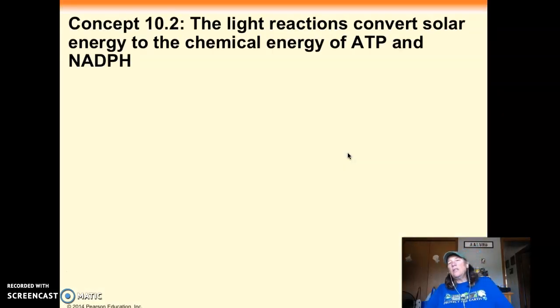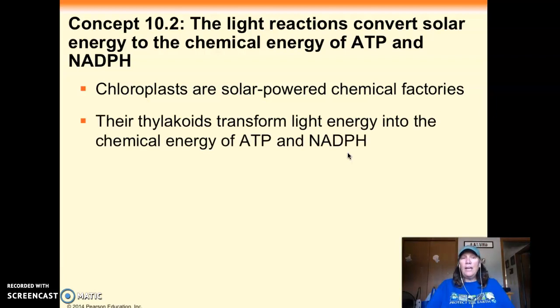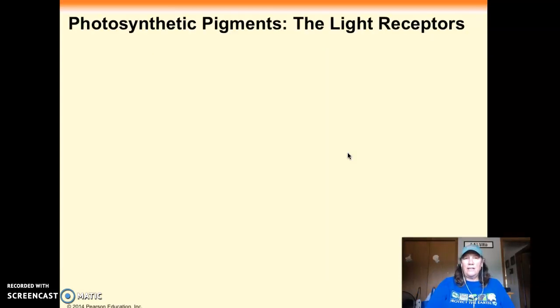Okay, the light reaction then converts solar energy from the sun to chemical energy. And it converts ATP to NADPH. Again, it's like an ATP. So the chloroplasts are like little solar cells, okay? They're little chemical factories that take in carbon dioxide, sunlight, and water and end up producing organic molecules, glucose, and oxygen, okay? The thylakoids, the stacks, they transform that light energy from the sun into our ATP, our chemical energy sources, okay? So that's the light energy, okay?